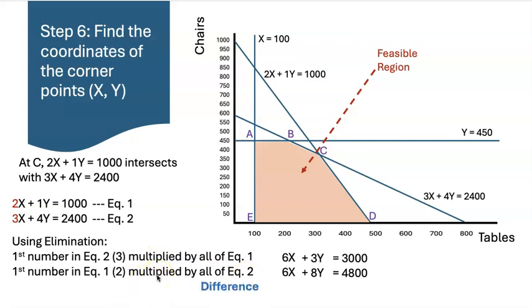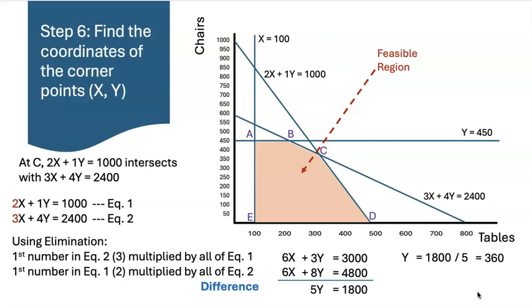So we're just taking the difference between the two equations. 6x is the same in both equations. The difference between 8 and 3 is 5y. The difference between 4800 and 3000 is 1800. So we now have 5y equals 1800, and we have eliminated x. Now we want to find y, so we divide both sides of the equation by 5, and we get y equals 360.